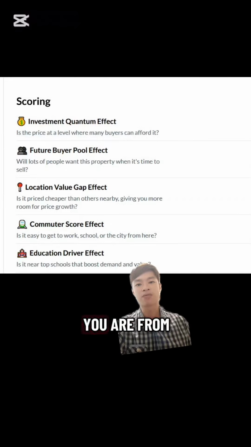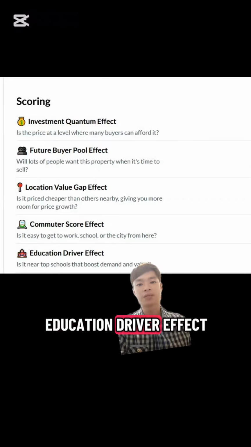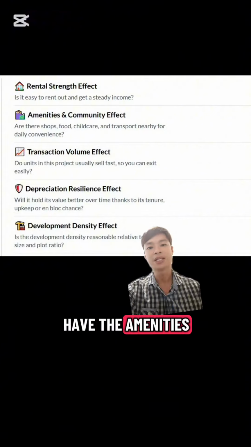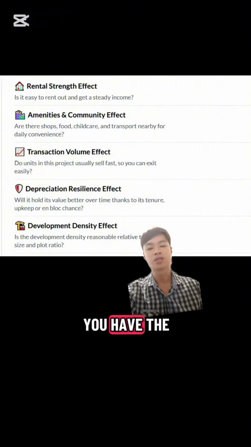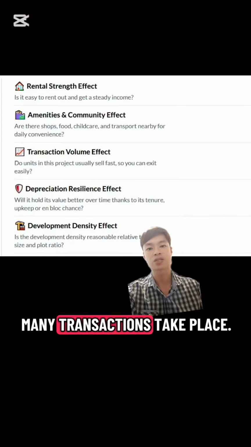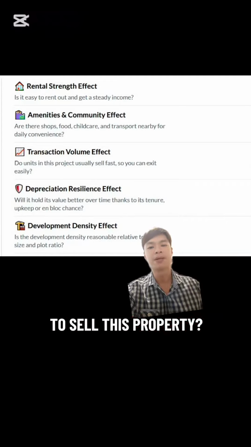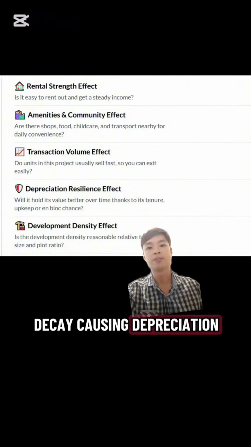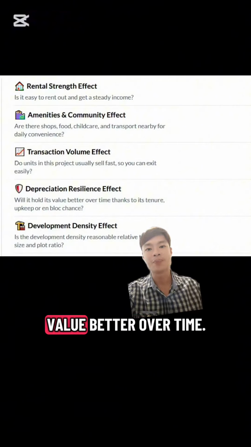You want to see how far you are from the MRT. Next, you have the education driver effect to see what is the top school in the area. Number 6, you have the renter strength effect to look at the rentability. Number 7, you have the amenities and community effect. Number 8, you have the transaction volume effect to see how many transactions take place. Is it easy to sell this property? Number 9, you have the depreciation resilience effect to see whether there is lease decay causing depreciation, or whether it will hold its value better over time.